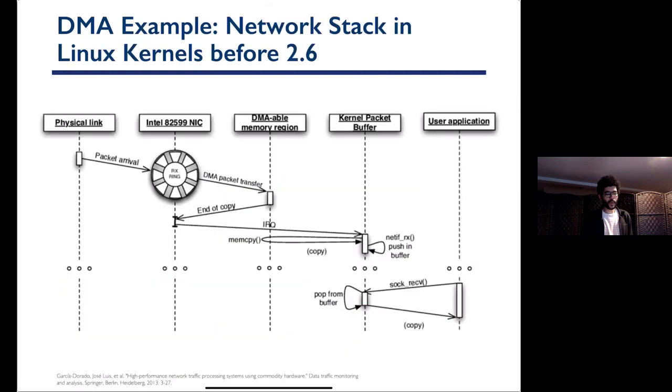Okay, so here's another example. Let's say this is a DMA example for network communication in the Linux kernel, right? So in this picture here, I have the physical link. This is the physical link that is connected to your NIC. Now this is your NIC. This is the physical memory region that is associated to DMA transfers. Now this one is the region of memory that is associated to the kernel, and this is the user's memory, right? So we start from here.